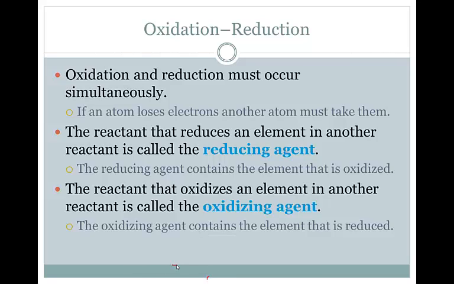So let's repeat that. If it reduces an element, it's called a reducing agent. The reducing agent is being oxidized. A reactant that oxidizes an element in another reactant is called an oxidizing agent. The oxidizing agent is reduced.